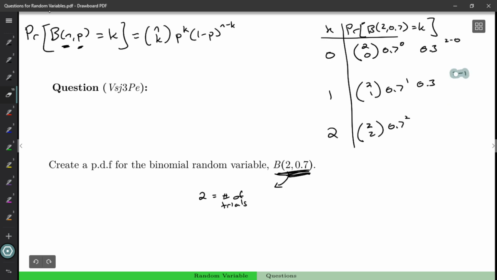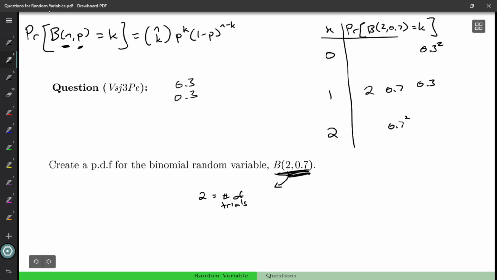And we can also clean up the exponents. 2 minus 0 is just 2, 1, 0. Okay. But anything to the 1 is just itself, so we can drop that. Anything to the 0 is 1, so we can get rid of those. Okay. Anything choose 0 is 1. Anything choose itself, choose n, is always 1. And 2 choose 1 is small enough that we should know it. It's just 2. Okay. And now we can just work these out.